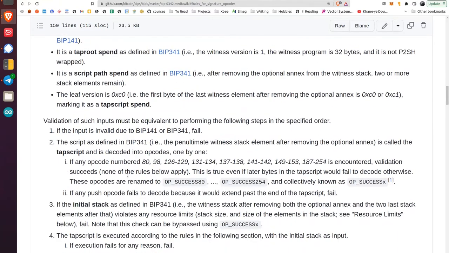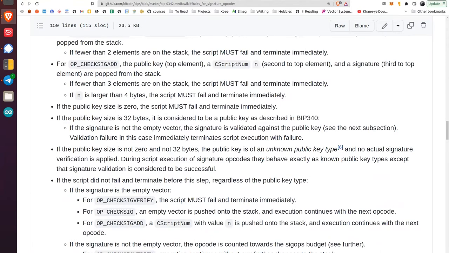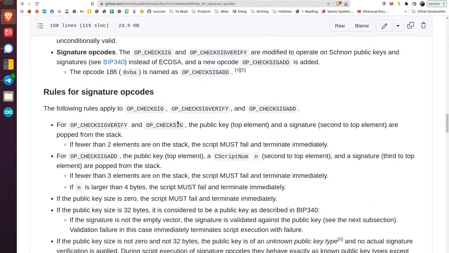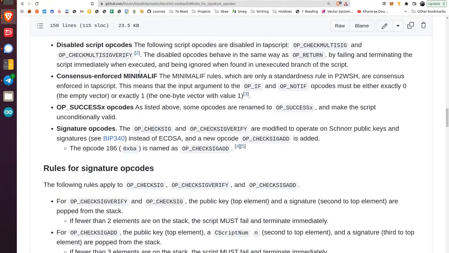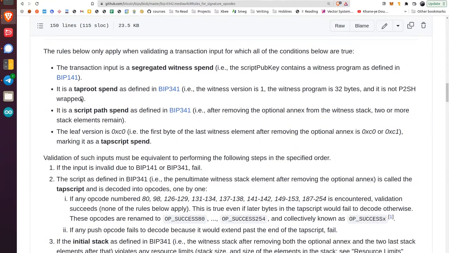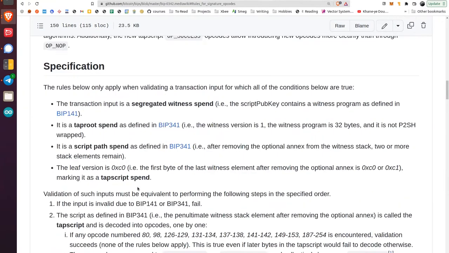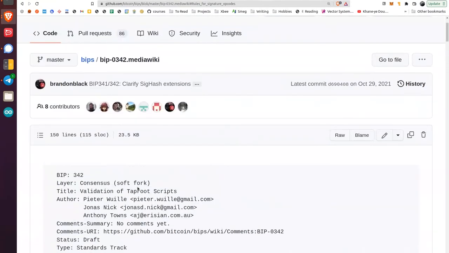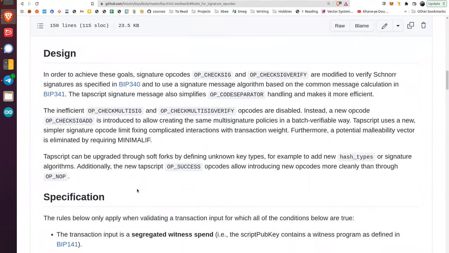So it kind of scopes when the rest of these rules for signature opcodes are valid, right? It defines new rules for signature opcodes, and it tells you that they're only valid for inputs that pass these four checks, which is cool. And it tells you how to validate those exactly. This is a pretty well-written spec. Anyway, so this is BIP 342.